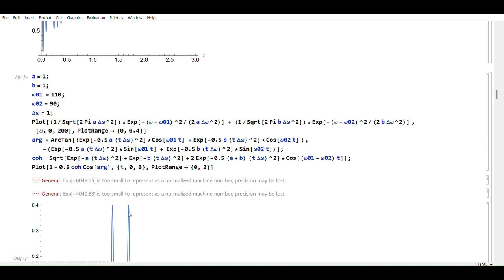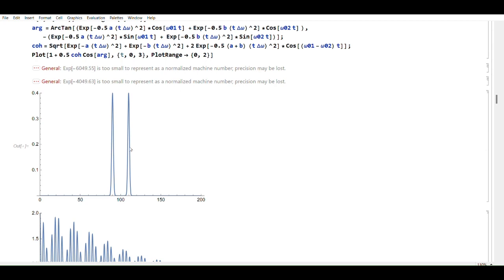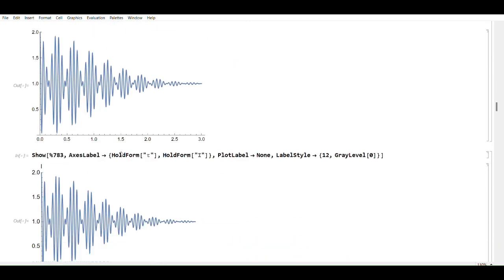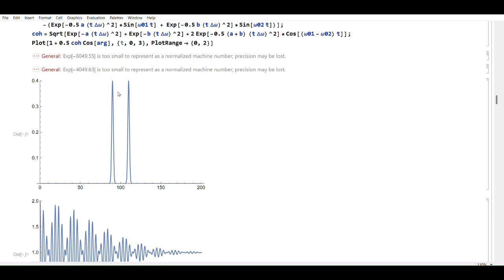Now the other case is where I have taken A and B widths as the same. So instead of different widths, now I am taking the same widths for A and B. And this is what I am plotting. This is the spectral density, and this is the intensity. And you can see periodic fringes over here.